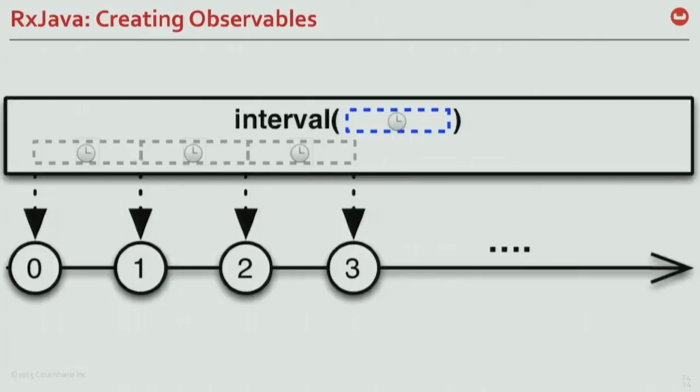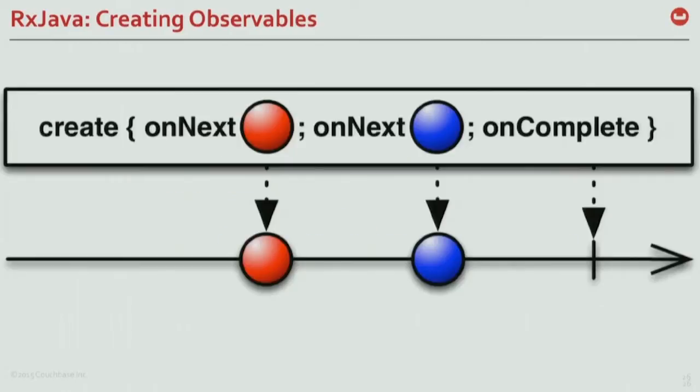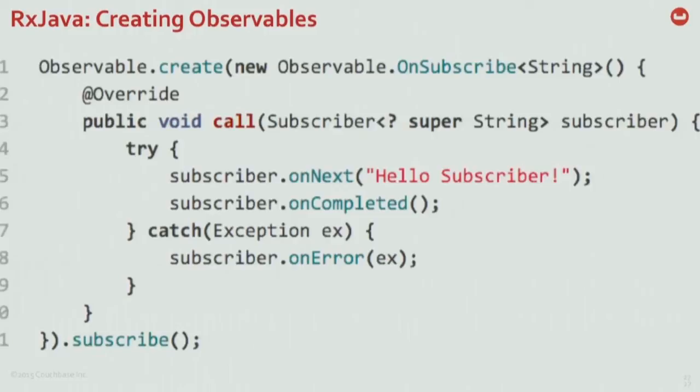One is called interval, and basically this will, each second, emit 0, then 1, then 2, then 3, and 4, etc. So you can do some throttling, stuff like this. So every 2 seconds, I'm going to write 0, then 1, and then 2, and then 3, and then 4. So 0, 2 seconds, 1, 2 seconds, 2, 2 seconds, 3, etc. You can also create your own observable. That's just for reference here.